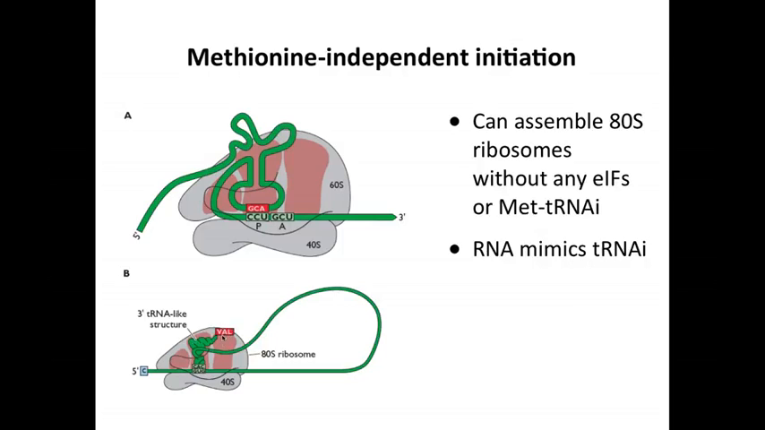This is interesting because the way we figure out how many genes are in any organism once we get its sequence is by looking for open reading frames that begin with a methionine. So we may be underestimating the number of proteins encoded in any genome if we just do that, because we're missing these methionine-independent initiation events.